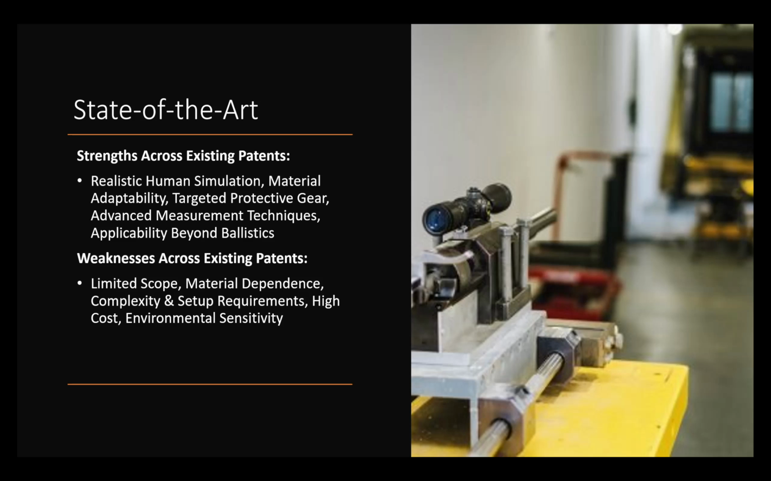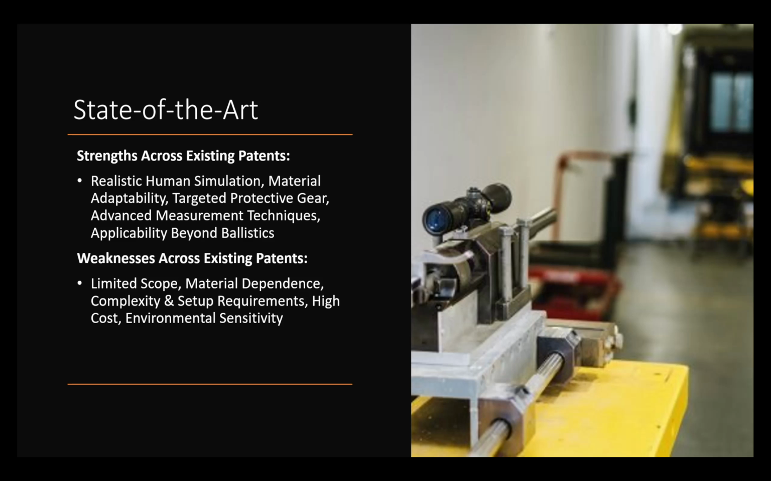The strengths that we found were typically realistic human simulations. They had good material adaptability. Some of those things, like the bulletproof vests, targeted the protective gear, which is what we're shooting to improve. There were also advanced measurement techniques and applicability beyond ballistics.